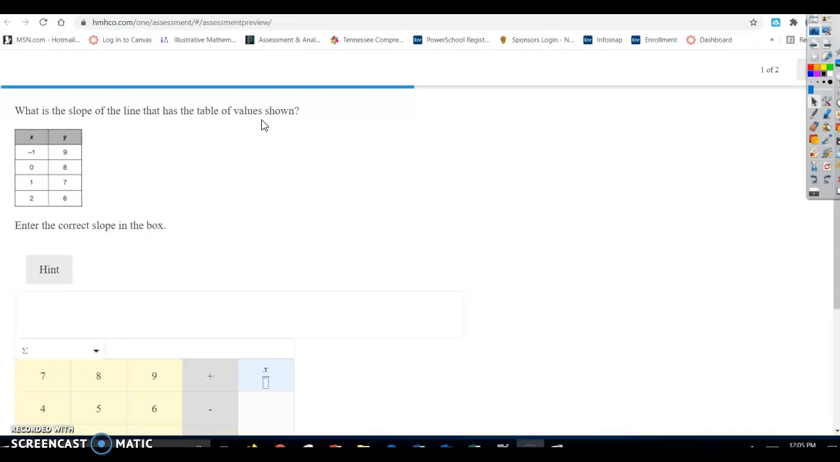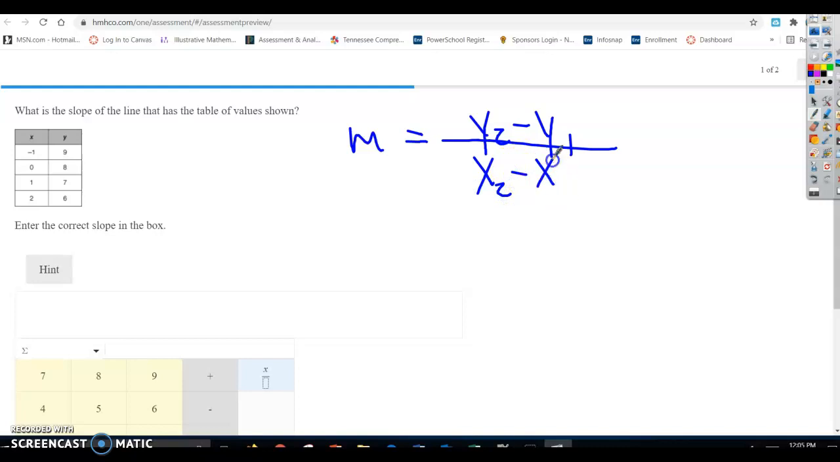All right, so we were looking at the slope formula, and the slope formula, if you remember, is m equals y2 minus y1 over x2 minus x1. All right, so the first question says, what is the slope of the line that has a table of values shown? There are 4 points given. We can pick any points that we want. So let's just use the first point and the last point here.